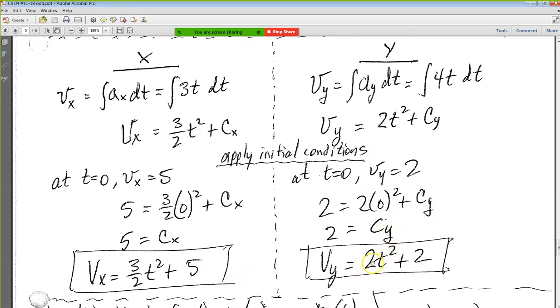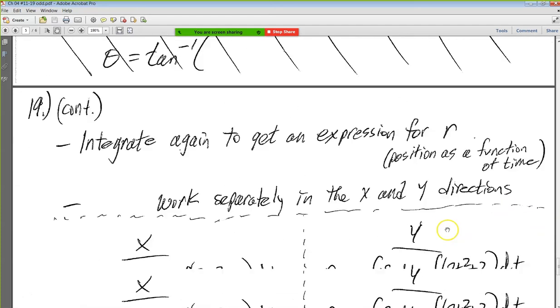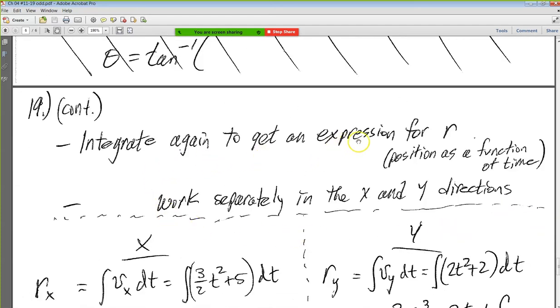So now I have equations for both velocity in the x and velocity in the y, and now I'm going to have to do it again. Okay, I'm going to integrate again to get the expression for my position vector. Now that we're working in 2 or 3 dimensions, we're going to use the letter r for position. When we were working in 1 dimension, it was common to use the letter x if we were working on a horizontal axis, or the letter y if we were working on a vertical axis. But now we have x and y components to our position vector, so we use the letter r.